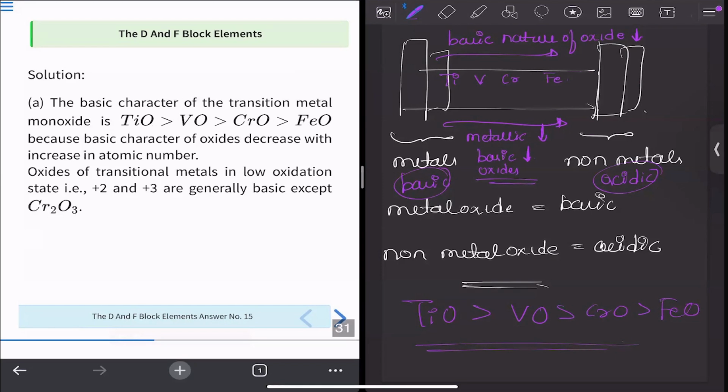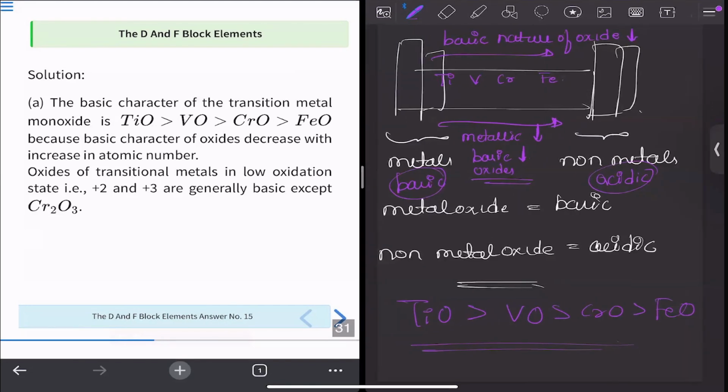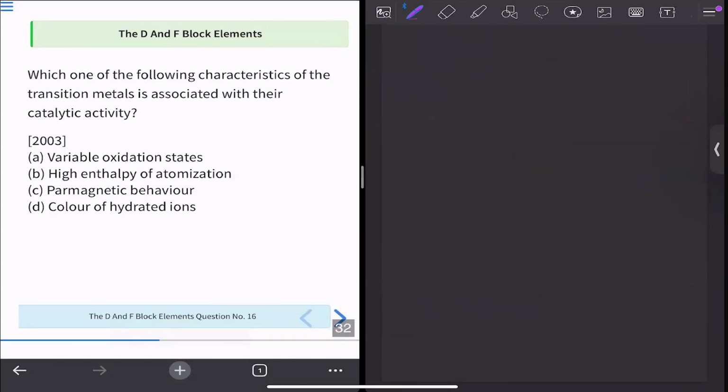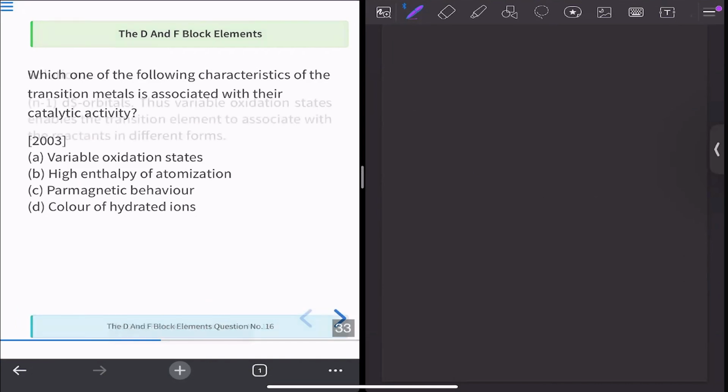So next one is question number 16. Which one of the following characters of the transition metal is associated with the catalytic activity? I've already said the transition metals, the activity which is responsible for the catalytic activity is a variable oxidation state. As they have variable oxidation states, they can perform many reactions, they can act as a cofactor for the many reactions. So their catalytic activity is more increased. Okay. So variable oxidation state is the answer. Option A.